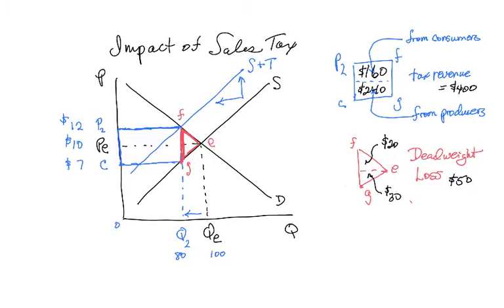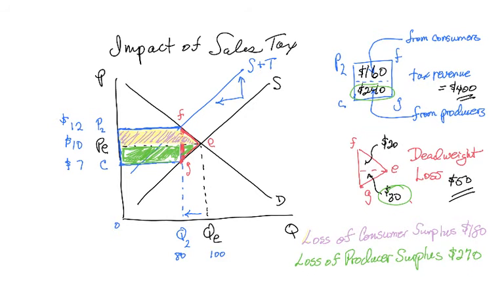Just to finish this out, what if there were numbers here and we could actually look at what the sizes are? Then we would see there would be $160 revenue raised from the consumers, $240 from the producers, for a total tax revenue of $400. We would also see a deadweight loss of the $20 that came from the consumer side, if you will, the $30 from the producer side, for a total deadweight loss of $50.